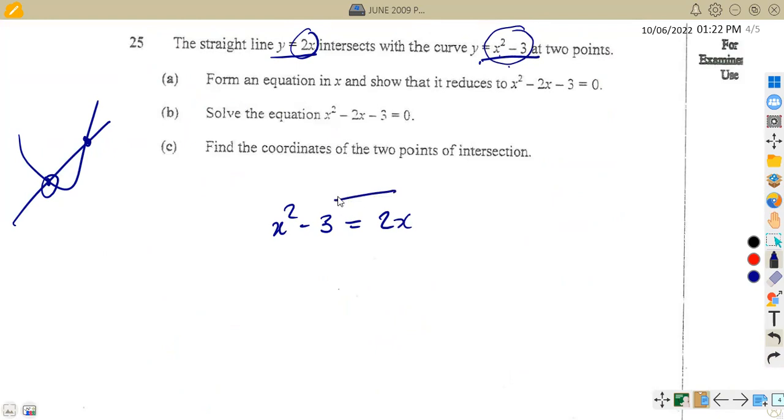To formulate an equation, you can just transpose here. It's going to be x squared. 2x to this side is minus 2x, minus 3 is equal to 0. So that was the first thing.